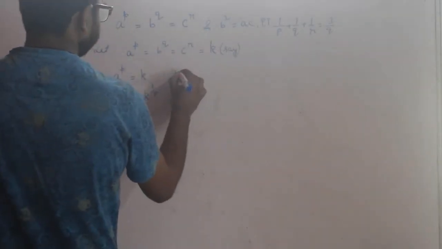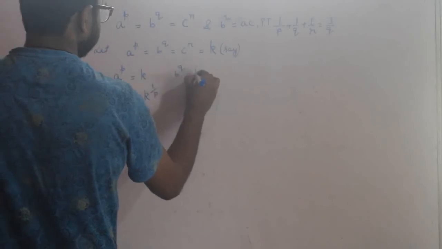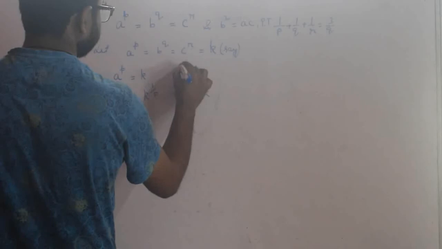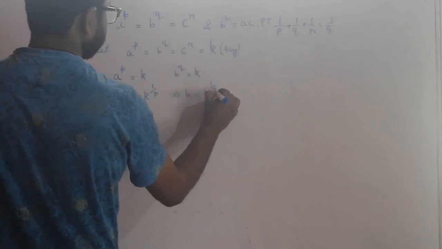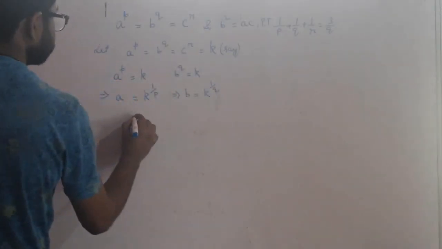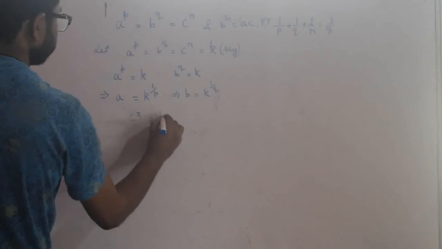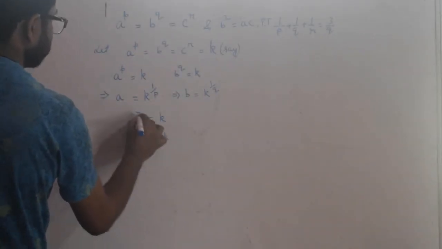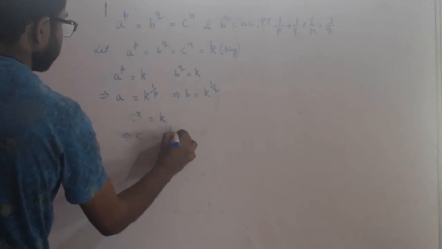Similarly, b to the power q equal to k. So that means b is equal to k to the power, take the reciprocal of q, that is 1 by q. Similarly, c to the power r is also equal to k. So that means c is equal to k to the power reciprocal of r, that is 1 by r.